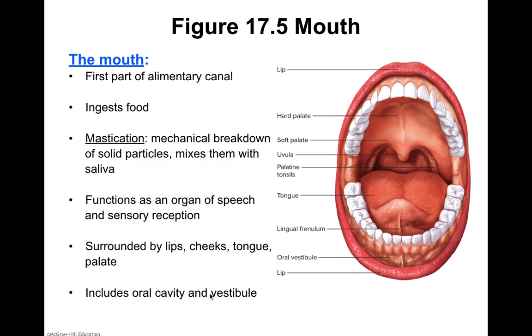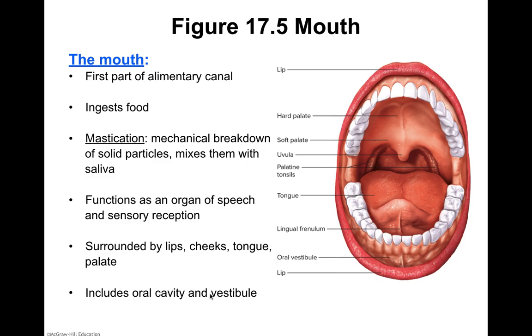All right, let's start with the first organ of the alimentary tube, the alimentary canal, and that would be the mouth, which ingests the food. One of the major processes that occur in the mouth is mastication, what we commonly refer to as chewing. It is the mechanical breakdown of solid particles, and additionally, very importantly, it mixes those small pieces of food with saliva. In addition to that, our mouth is an organ of speech.